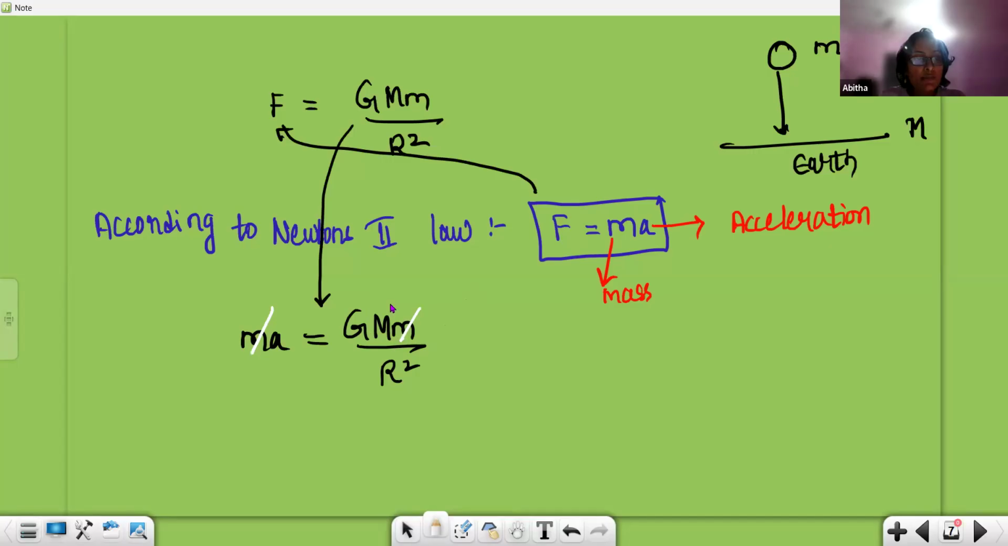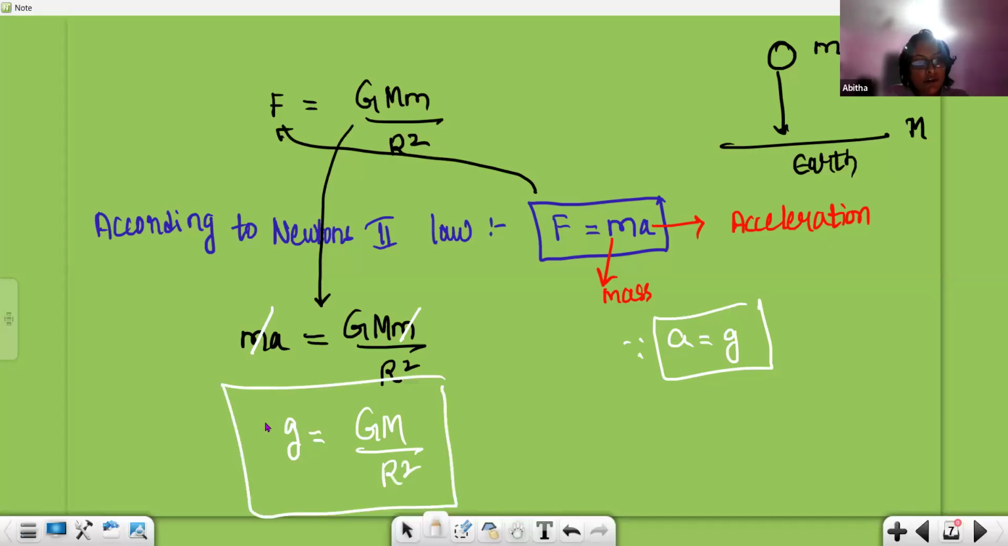Oh, the mass of Earth is capital M, and lowercase m is the mass of the object; both masses are different here, so you should cancel the lowercase m. And a I can write as g, because this is the acceleration involved due to gravity. So g will be GM by R square. This is the formula for acceleration due to gravity.